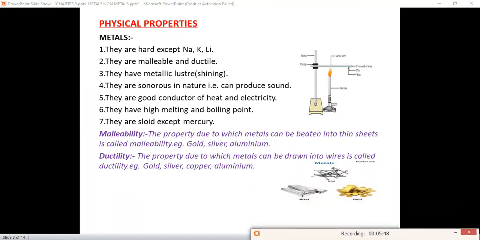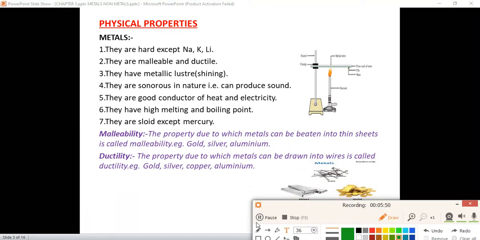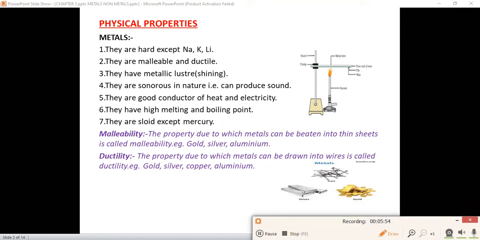Now we'll read about the physical properties of metals and non-metals. Let's have a quick look at the physical properties of metals. Metals are hard except sodium, potassium and lithium. These are the metals which can easily be cut with a knife. They are very soft in nature.